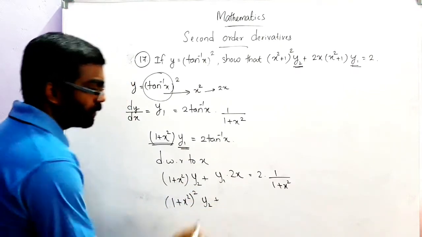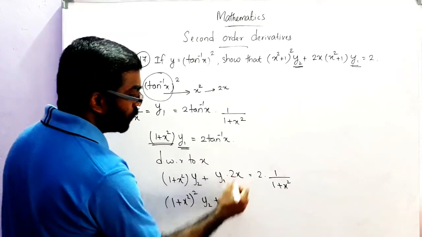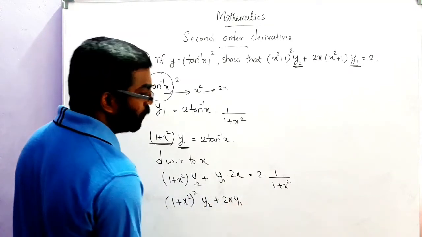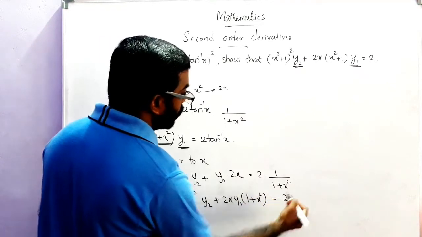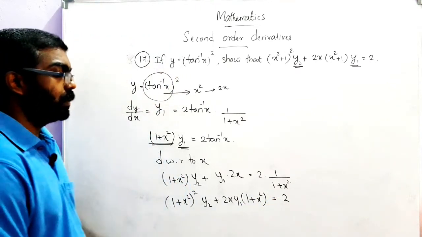Then plus here 2x y1 into 1 plus x square. Here 2. Okay, so this will be the answer.